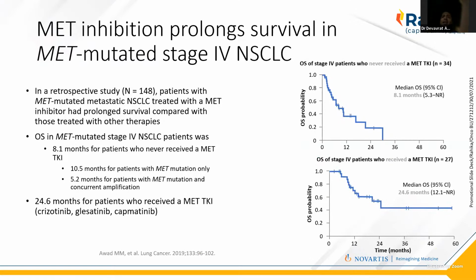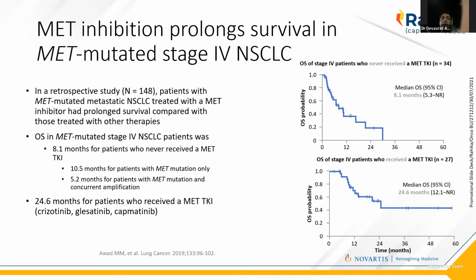Now, there's very early evidence to say that MET inhibition prolongs survival in MET mutated stage 4 non-small cell lung cancer. So one retrospective study, another, again, robust numbers, 148 patients with MET mutated metastatic non-small cell lung cancer who were treated with a MET inhibitor. There was early evidence to say that they had prolonged survival compared to those treated with other therapies. In the MET mutated population, those who received a MET inhibitor, the overall survival was 10.5 months, and compared to 5.2 months who had a MET mutation and concurrent amplification.